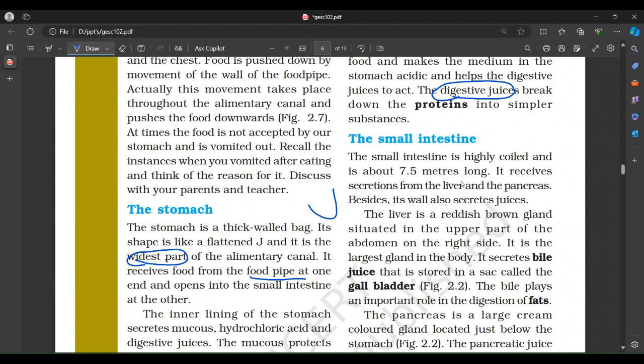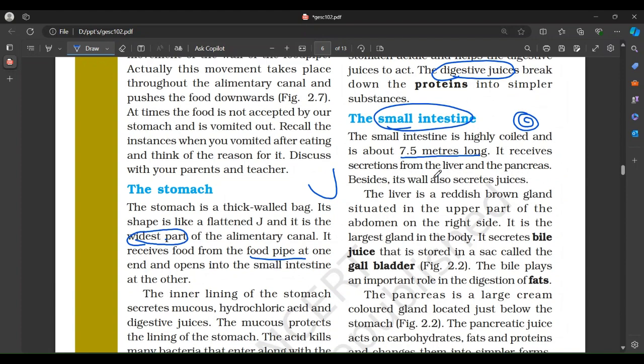Now let's understand the small intestine, the function of the small intestine, what it does. The small intestine is highly coiled. Coiled means spiral like this. And it is about 7.5 meters long. That is, as it has the name small intestine, but it is in a longer, having the long size. It receives the secretion from the liver and the pancreas. Besides, it will also secrete juices.